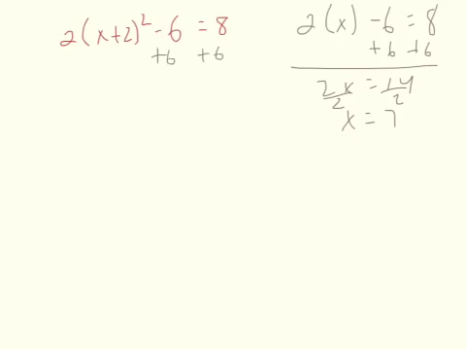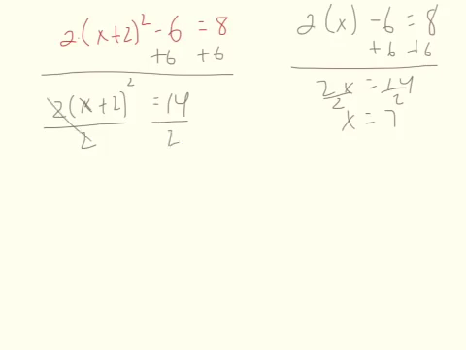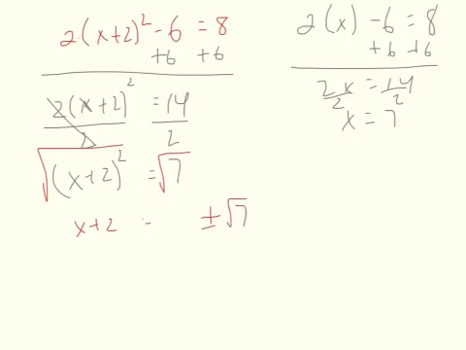I'm going to add the 6 first, because these guys are attached by multiplication, so you'll end up with 2 times x plus 2, all squared, equals 14, divide by 2, 2 cancels out, you're going to have x plus 2, all squared, equals 7. Undo that square by taking the square root of both sides. X plus 2 equals, now let's remember that the square root of 7 has two possible answers, a positive version and a negative version. Now I'm going to subtract 2 at the end, and I'm going to get x is equal to negative 2 plus or minus radical 7.